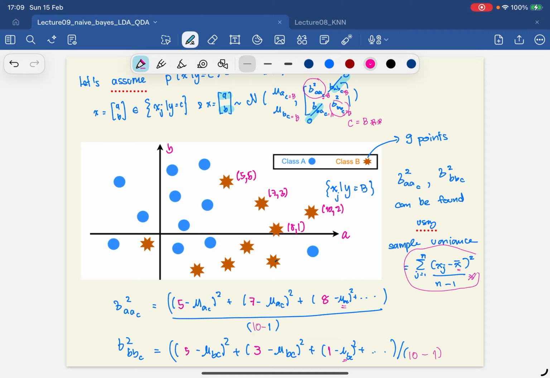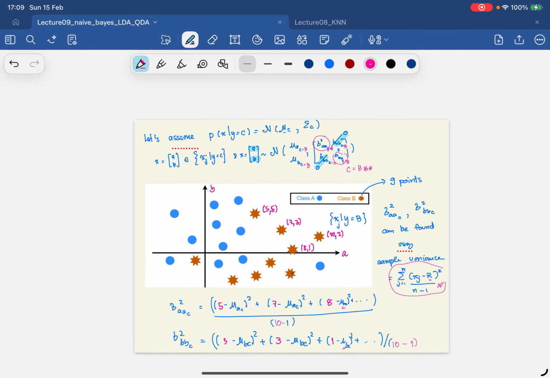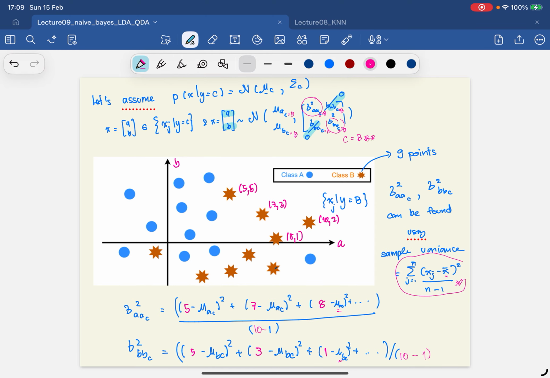So now you can compute your model parameters, and as you can see, they can be computed using just your training samples. But of course, you may need hyperparameter tuning if there is anything else you need to adjust. Once you have mu AC, mu BC, sigma AA, sigma BB, you can now model X as the likelihood, that is the probability of X where Y is equal to class B. And you have to do the same thing for class A.